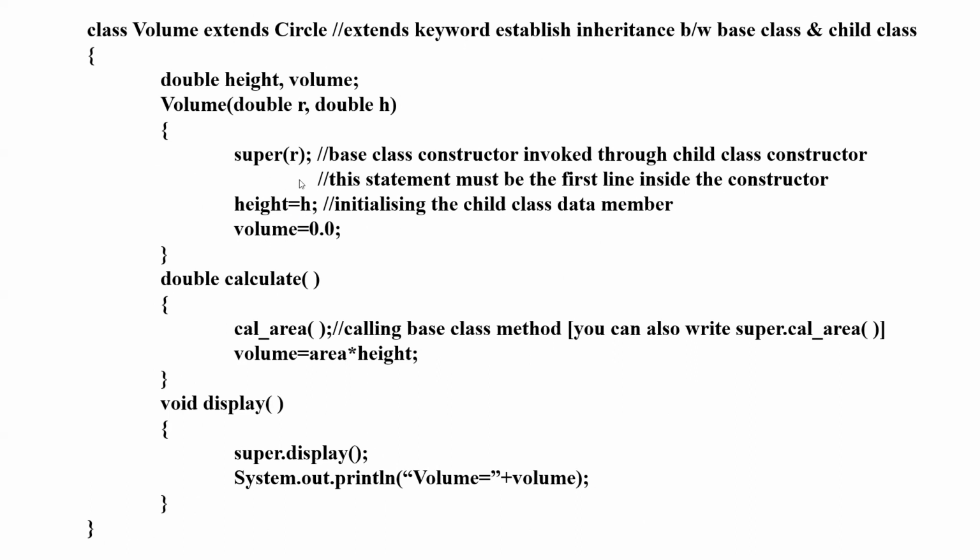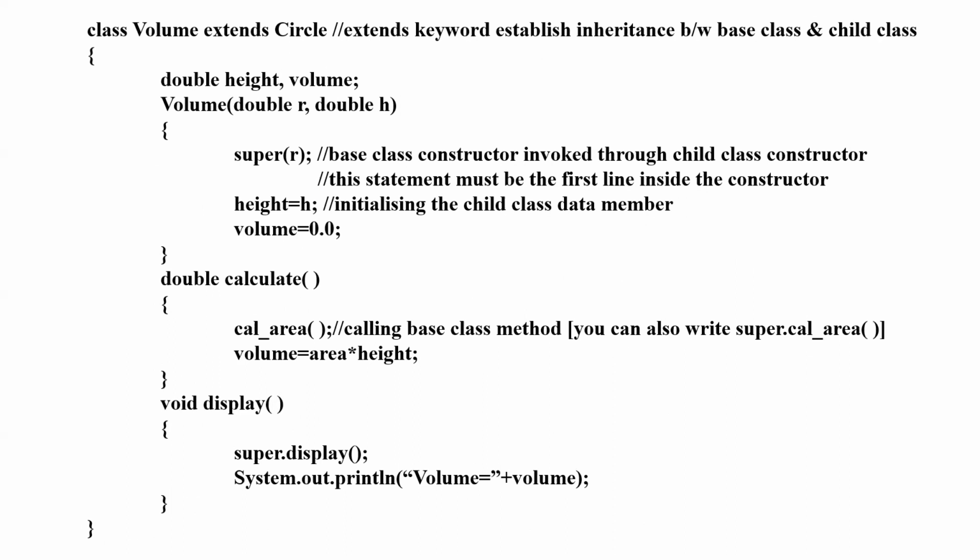Now instead of super, if I write radius equals R, that also is no problem, it will initialize. But the problem there is, as the base class has a constructor and it has not been invoked, it might be ambiguous. Now, in the double calculate function, I'm calling calc area. It will calculate the area. Now, when we get the area, volume becomes easier: area into height.